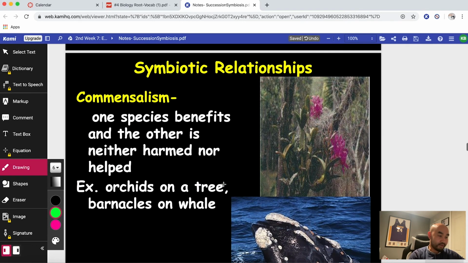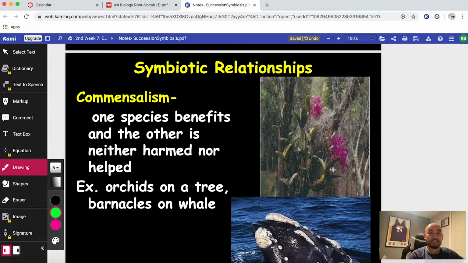Let's talk about each one of them. Commensalism is a relationship where one species benefits, and the other is neither harmed nor helped. They don't care. What do I mean by that? One benefits, the other one doesn't really care.